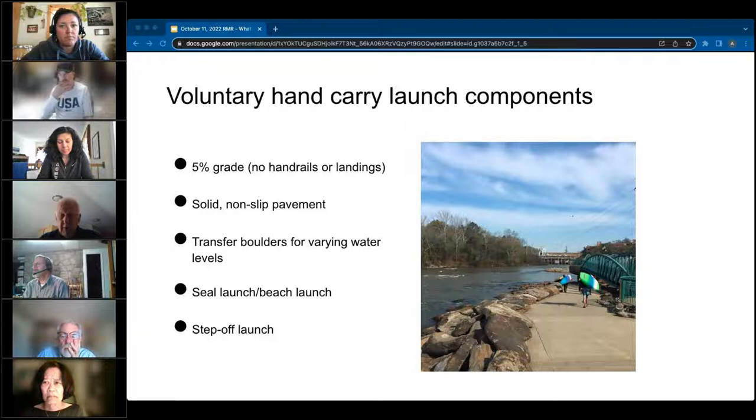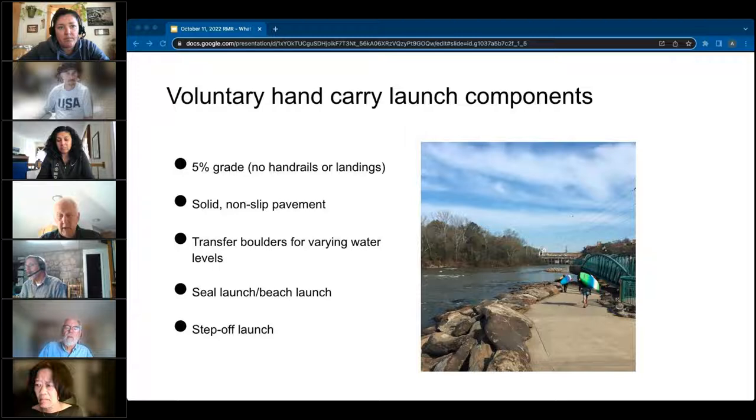The side of the path is lined with boulders that rise above the level of the path. We like these for transferring. There's 6 or 7 feet of water surface elevation difference, according to how much power we're generating at the power plant. Here, at the end of this ramp and at various points along the ramp, is essentially a seal launch or a beach launch for a kayak. You transfer from your chair into your boat at the edge of the water, and then seal launch. There are also step-off launches, and we'll cover those in a little bit.